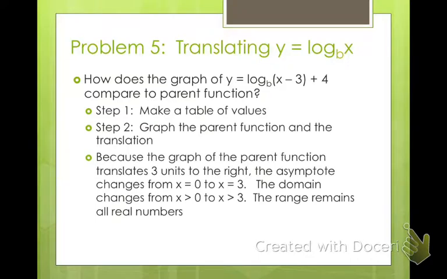Alright, so we have to look at our domains and our ranges. So we have an asymptote. Instead of being x equals 0, it is now x equals 3, because it's gone to the right 3. Range is still all real numbers.